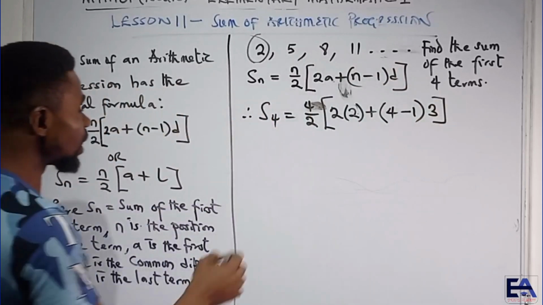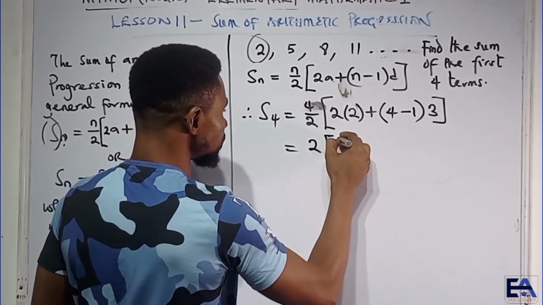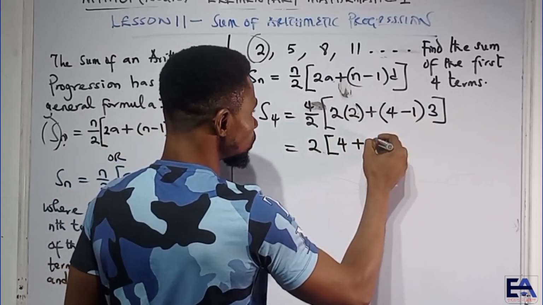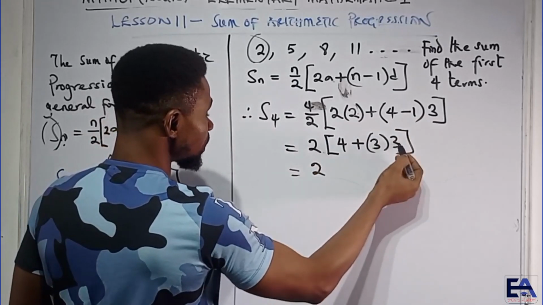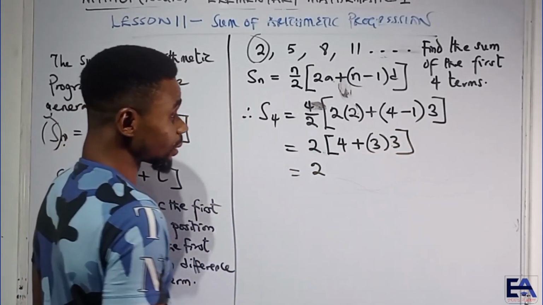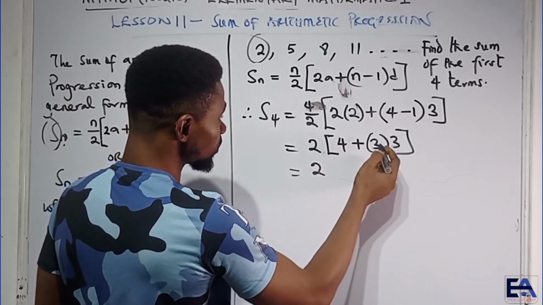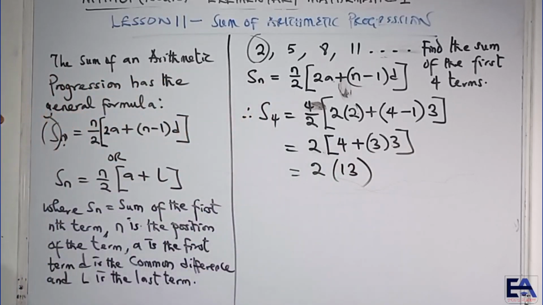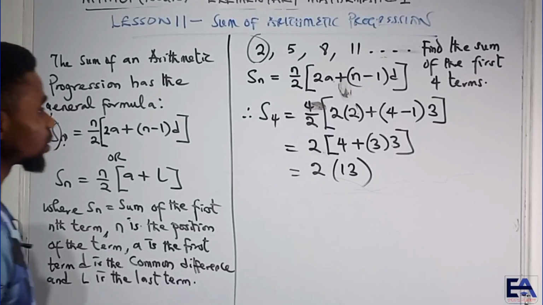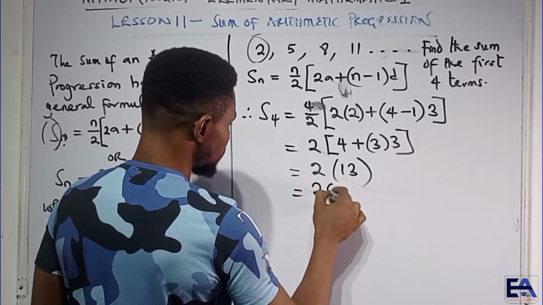So you have 4 divided by 2, which gives you 2. 2 times 2 is 4, plus 4 minus 1, which is 3, multiplied by 3. 3 times 3 is 9, and 9 plus 4 is 13. Now we have 2 times 13, which is 26.